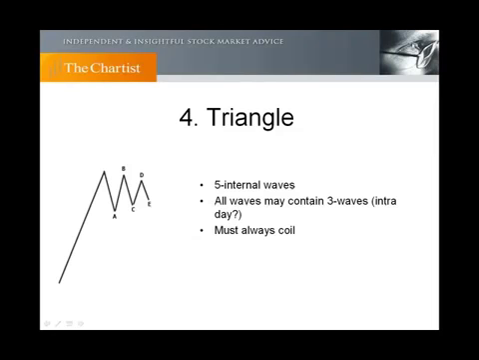And the most important thing with a triangle, a standard triangle that is, rather than a running triangle, is that they must always coil. Wave B must be inside the prior high, wave C must be inside A, D must be inside B, and E must be inside C. Now the reason why it's such a powerful pattern is that at wave E you have a very, very low risk entry point, because you know as soon as the wave C level is broken, the pattern is validated and you will have a stop in place.